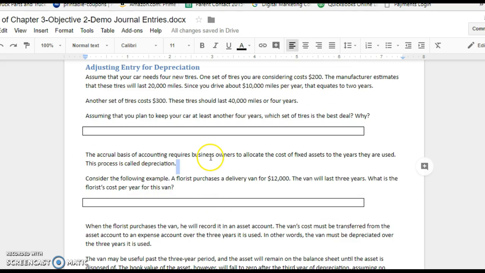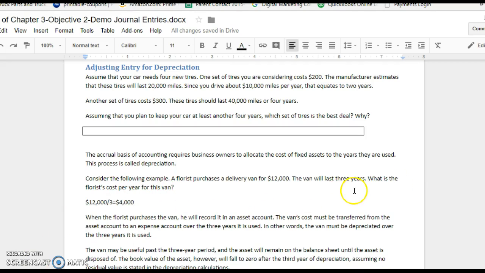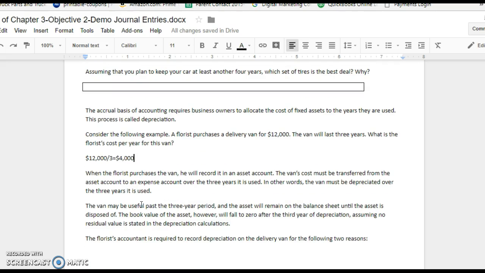The accrual basis of accounting requires business owners to allocate the cost of fixed assets to the years they are used, and this is called depreciation. So a florist purchases a delivery van for $12,000. The van will last 3 years. What is the florist's cost per year for this van? The cost of the van per year is going to be $12,000 divided by 3 years to give us $4,000 per year. That's all I think we're going to talk about for this.